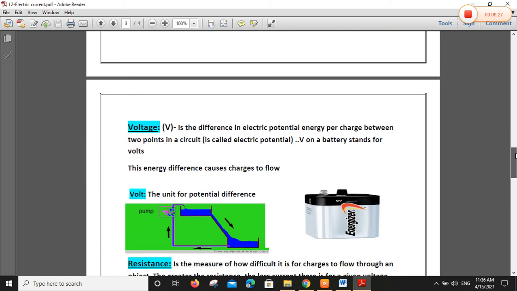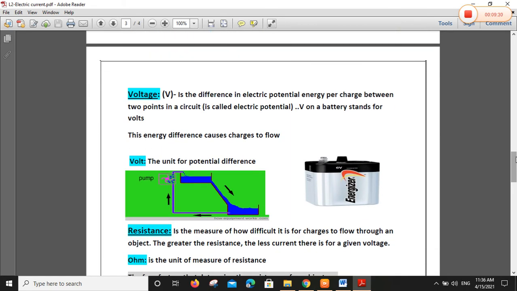Okay, now as I told you, the difference in electric potential energy allows electric current to flow. So what is meant by difference in electric potential? This is voltage, and the symbol for voltage is V. Voltage is the difference in electric potential energy between one point and another point in the circuit or in the wire. Yes, it is the difference in electric potential energy of the charges between 2 points in the circuit.